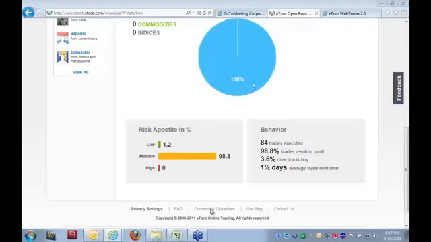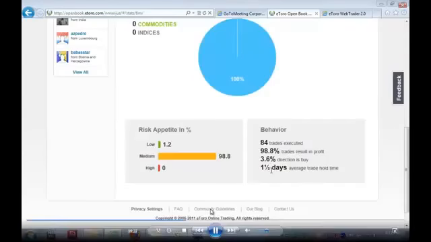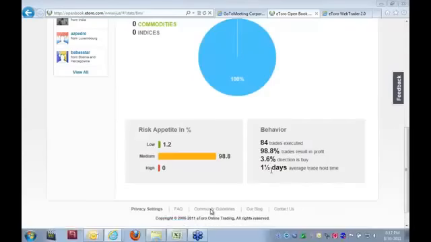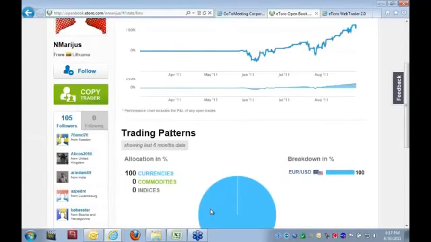Pretty much, yes. Now, we see here the risk appetite in percentages. All right. So we see here the risk appetite. It's medium risk appetite. This guy likes to hold his trades. He's what we call not a long-term trader. He's a short-term trader, but not an extremely short-term trader. He does hold his trades for 1.5 days. Okay, that's overall what we can see about him.